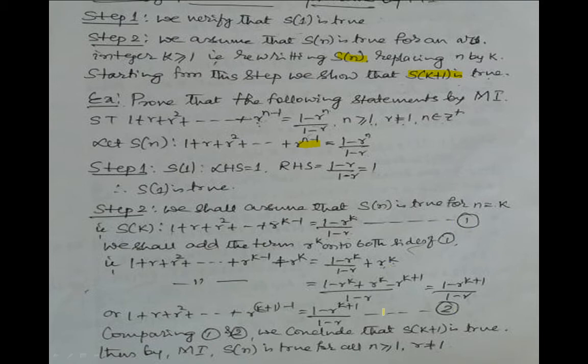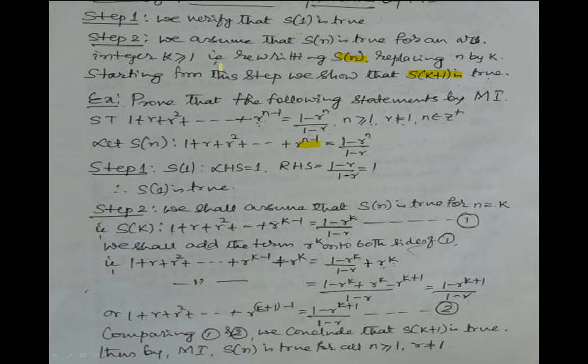What is the difference between these two? Just observe. 1 is there, no change. r is there, no change. Wherever there is k in result number 1, k is replaced by k plus 1. Therefore, S of n is replaced by S of k plus 1, that is, n is equal to k plus 1. Wherever there is k in the first result, that k is replaced by k plus 1. Comparing 1 and 2, we can conclude that S of k plus 1 is also true.